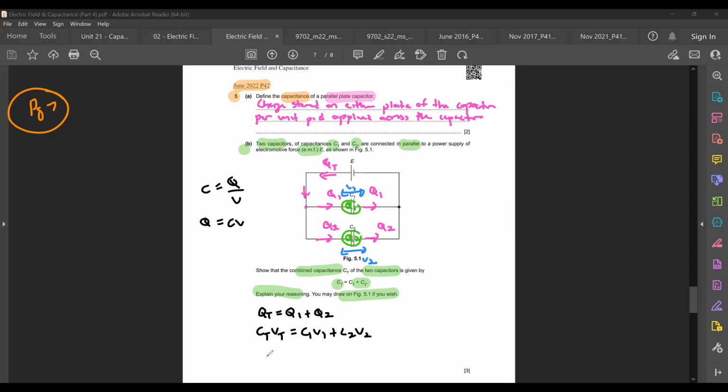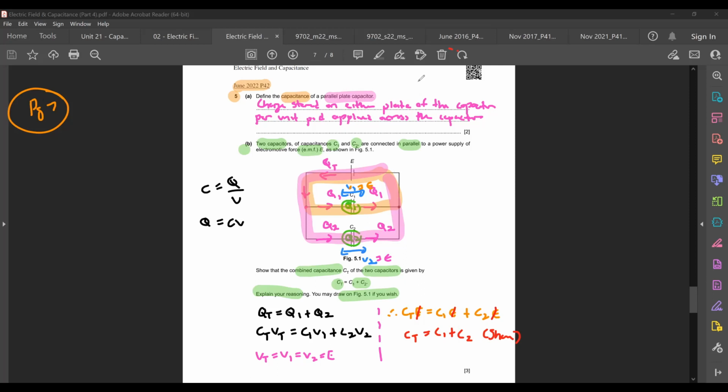And then after that, you can actually say that VT equals V1 equals V2 equals E itself, because you can apply Kirchhoff's second law for this loop. This one will tell you your PD here is actually E. You apply Kirchhoff's second law for this loop. This will also tell you that your PD here, V2, is also E. Therefore, you have CT E equals C1 E plus C2 E. The E's cancel each other off, so that you now get CT equals C1 plus C2. So this one is shown.